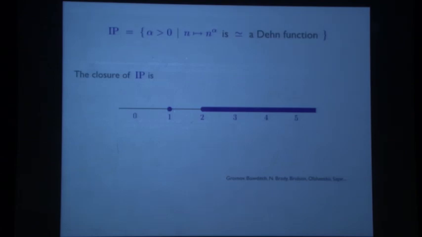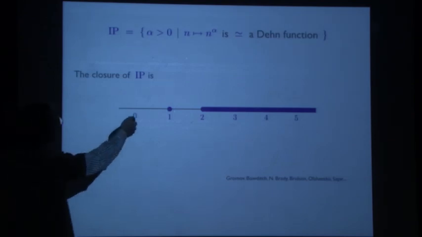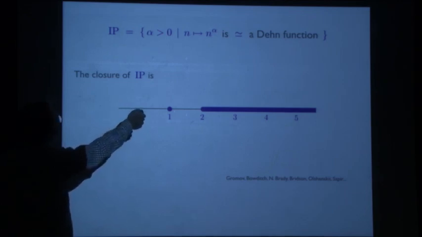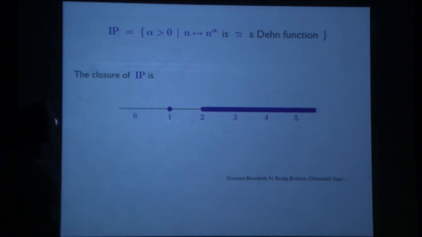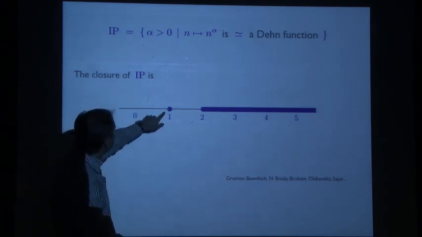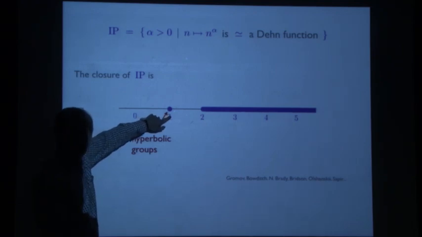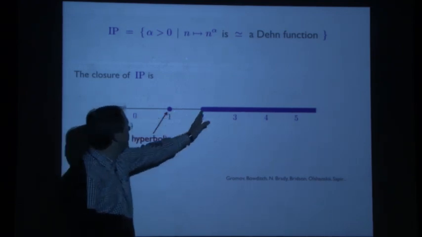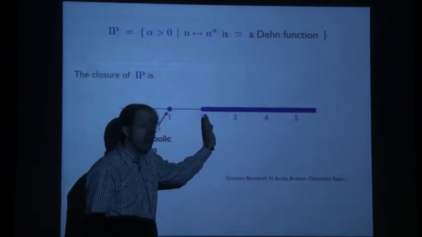Okay. So when is n goes to n to the alpha, for what real numbers alpha is n goes to n to the alpha equivalent to a Dehn function? This is called the isoperimetric spectrum. All of these alphas form a countable set, because there are only countably many finitely presented groups. And it turns out the closure is this: you've got the hyperbolic groups here, the linear ones, and then you've got quadratic and above, and there are no gaps.